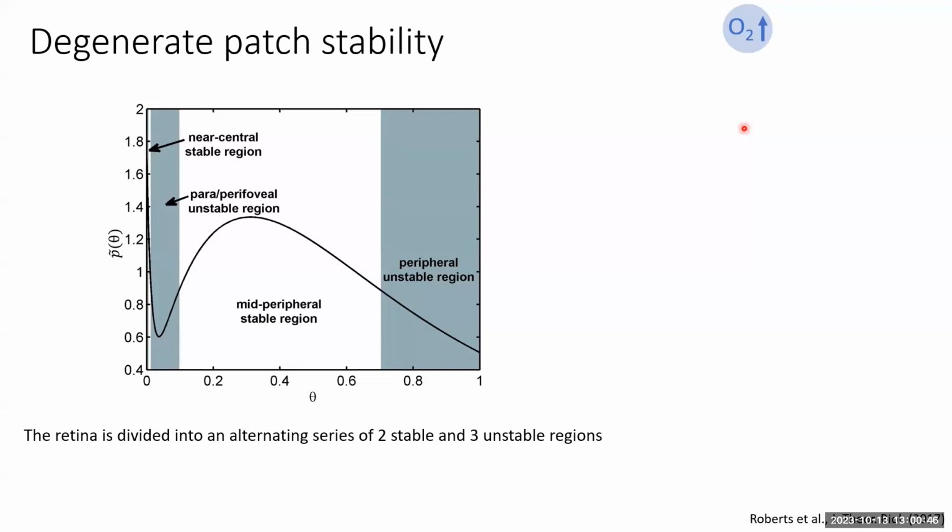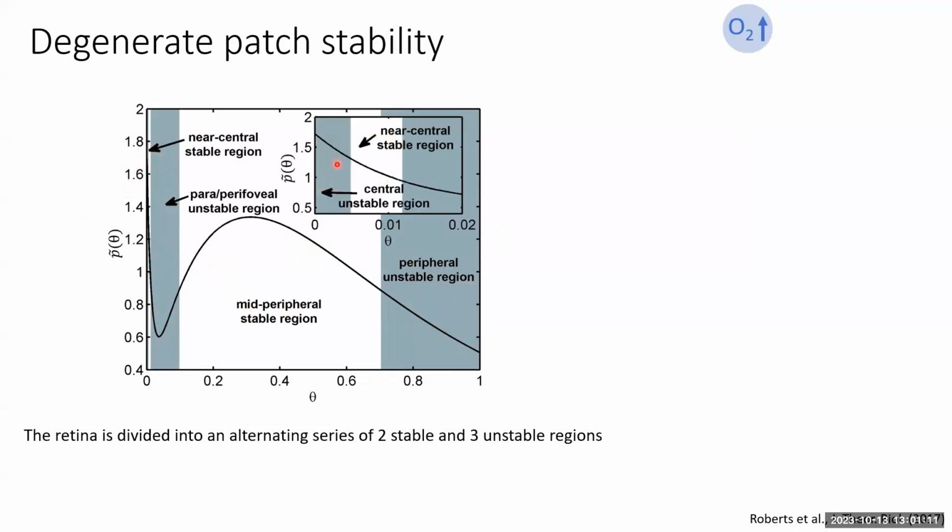By an unstable region, I mean if the boundary of the patch of degeneration lies in that region, it will expand outwards until it reaches either a stable region or the edge of the retina. Whereas if a boundary of a patch is in a stable region, it will remain fixed in position. So comparing this to the photoreceptor distribution, what we have is a peripheral unstable region, a mid-peripheral stable region, a para or peripheral unstable region, a near-central stable region, and then if we zoom into the central region, there's also, as shown in this inset, a central unstable region.